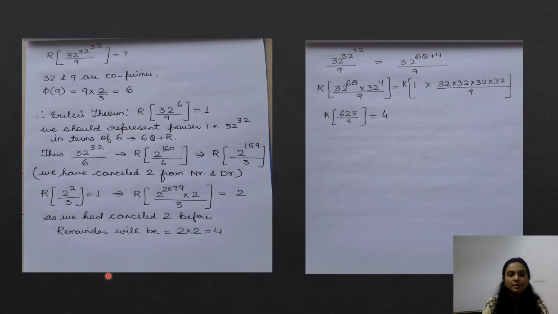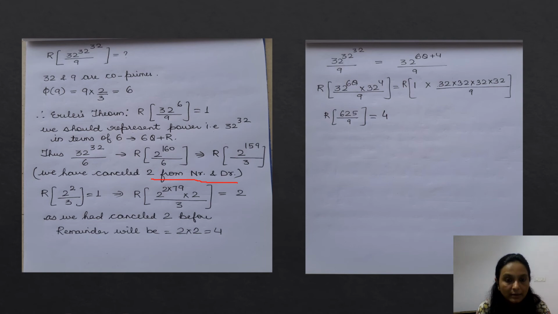Now it becomes simple. We'll follow Fermat's little theorem. 2 and 3 are co-prime numbers, and 3 is also a prime number. So the remainder when 2 power 2 is divided by 3 would give you 1. So 2 power 159 we have represented in that way. Here you'll get the remainder 2. Do not forget we had cancelled 2 before.